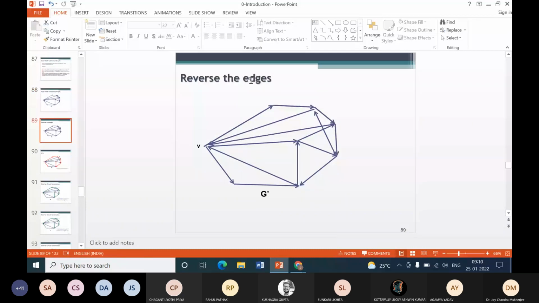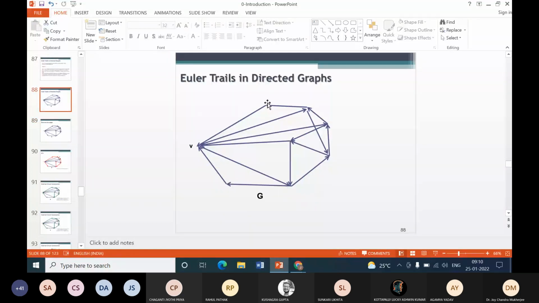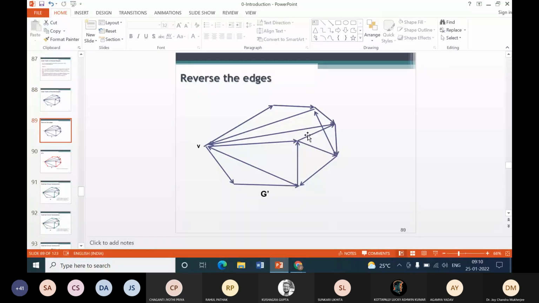If you look, this is the original graph, and in the next slide this is the graph with the edges reversed. It will take order of V plus E time. Then we run a DFS on it and find a DFS tree. On this reverse graph G prime, we run a DFS from V. So we go there, and from there we go like this. The red edges are the DFS tree edges.